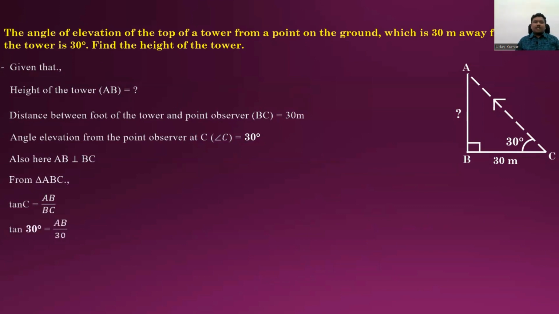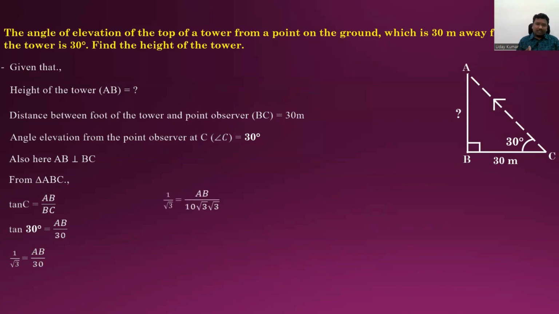Tan 30 is equal to AB by BC. We know already BC that we mentioned there. Next, tan 30, which is 1 by root 3, is equal to AB by 30. Now let us do cross multiplication. It will become 30 by root 3. AB is equal to 30 by root 3.